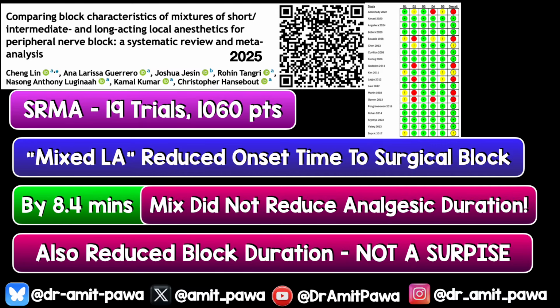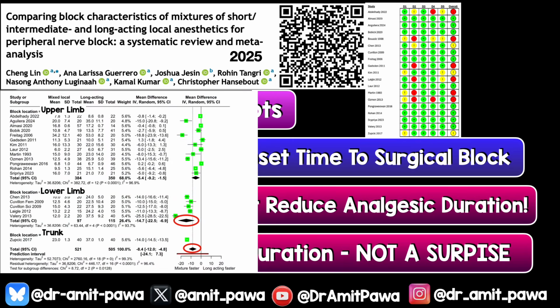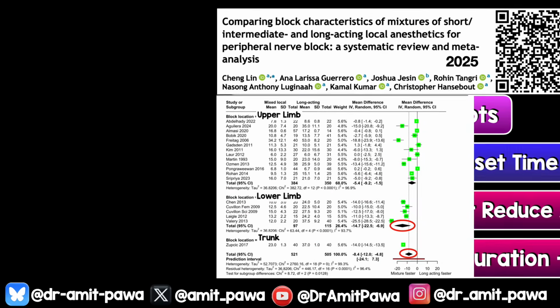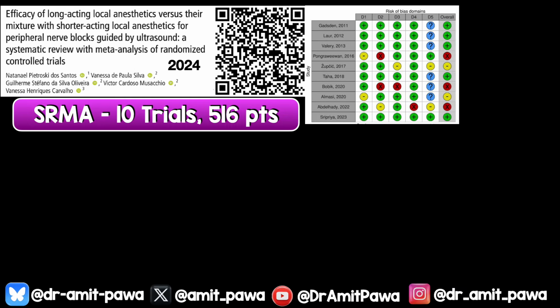So that's one feather in the hat for the mixers. The other thing to point out is that this paper was a heterogeneous group. It combined upper limb, lower limb and trunk blocks, and by far the biggest benefit was for lower limb regional anaesthetic techniques. This next paper here is another systematic review meta-analysis from 2024.